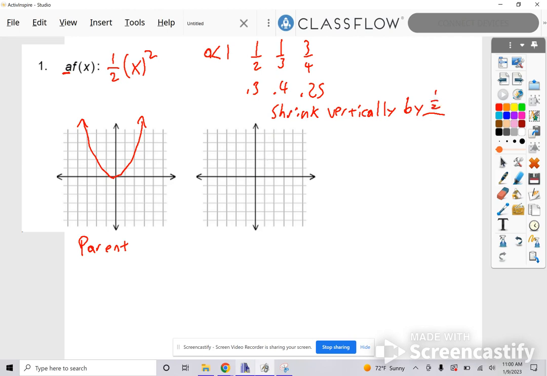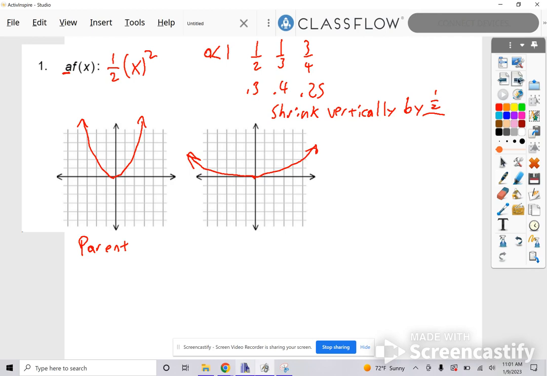Okay, so think about it like a hula hoop. If I take a circle, okay, and I squish it down, then these sides are going to come out. Okay, meaning I'm going to have something that looks like this, where it's stretched out a little bit, or sorry, squished out a little bit.